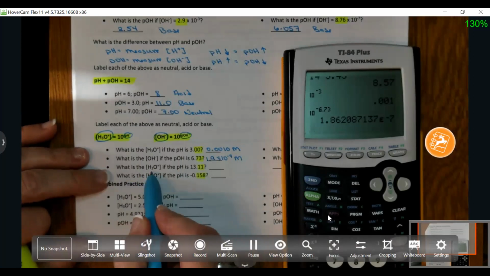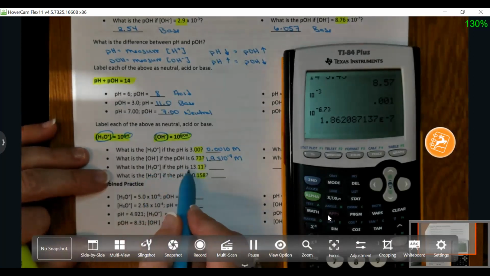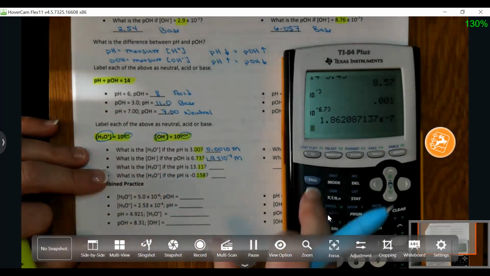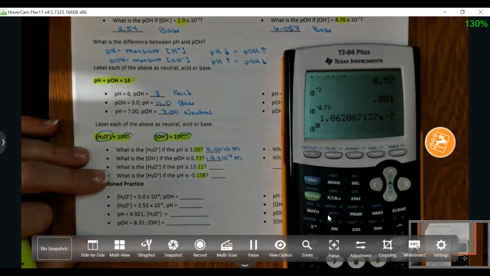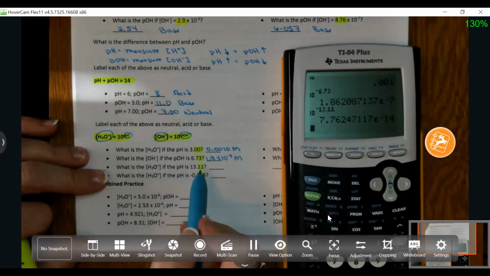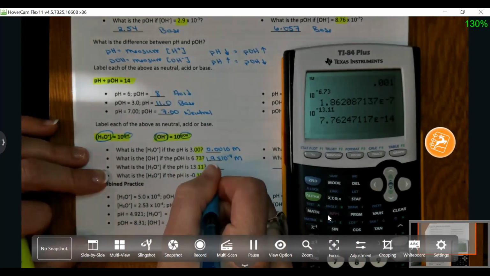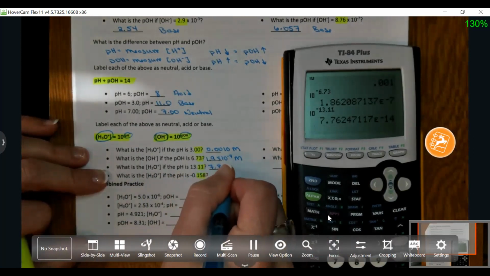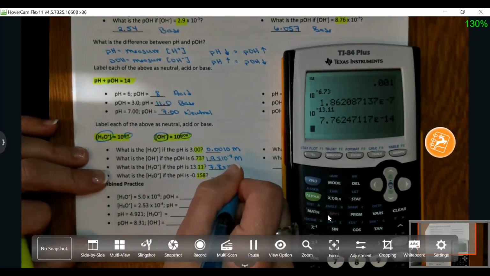The pH and the pOH do not have units. Next, what is the hydronium ion concentration if the pH is 13.11? So if I start with pH, I can do 10 to the negative, so second log, negative 13.11. Again, I'm going to have 2 sig figs here. So my answer would be rounded to 7.8 times 10 to the negative 14 M.